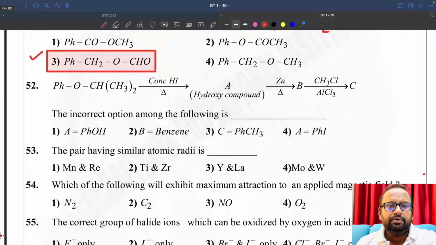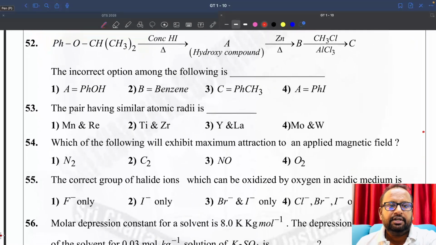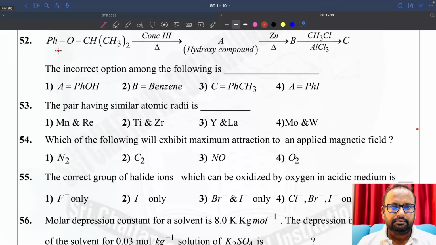We'll go to the next question, question 52. An ether is treated with concentrated HI and heated. We got a compound A, which is treated with zinc and heated. We got B. B is subjected to this reaction and we get C. The incorrect option among the following is what? That's what we have to identify.